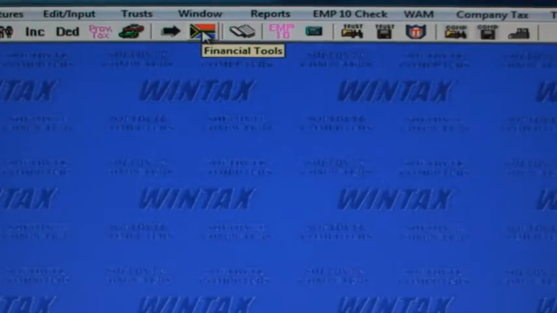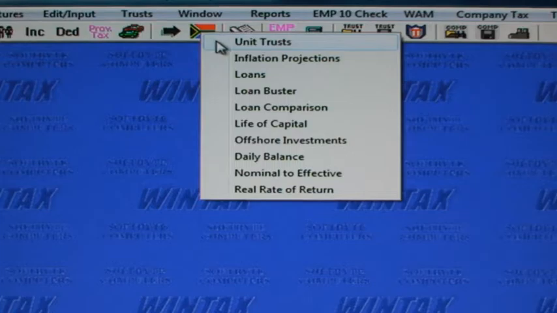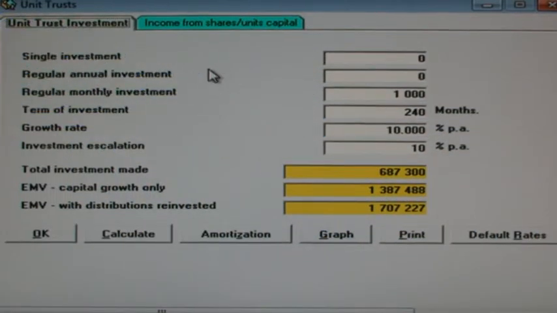The financial tools option on the icon bar in WinTax 2017, if we click on that, we drop a menu, and the unit trusts option will show us the tax advantages of investing in unit trust investments. To illustrate the advantages of a unit trust investment, let's have a look at an example where a client wants an investment which will supplement his pension plan when he retires in 20 years' time.